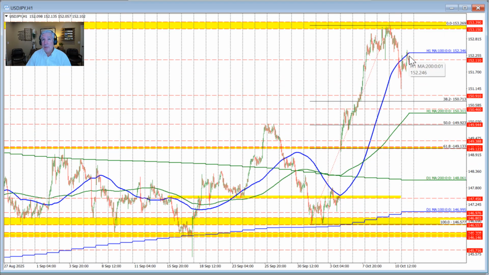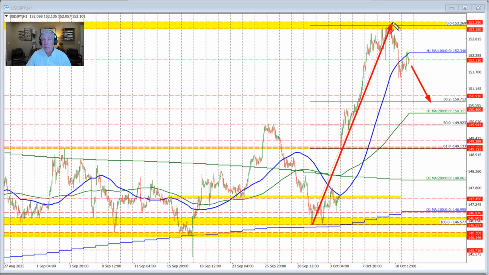They're just in play below the 100-hour moving average, below the 152.11. Keep that in mind. On the downside, the price would ultimately need to get below the 38.2% retracement of this trend move, the last trend move to the upside at 150.71, to show that the sellers mean more control. They also need to get below the rising 200-hour moving average to prove that point.